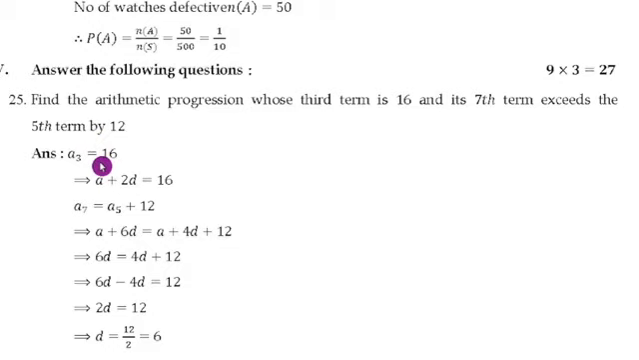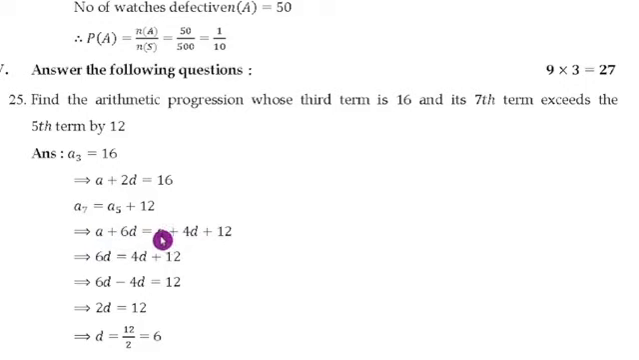So they have given, children, the third term is 16, that means A3 is equal to 16, and the seventh term exceeds the fifth term by 12. That means first you take A7 is equal to A5 plus 12. So therefore A5 is nothing but A plus 4D, A7 is nothing but A plus 6D. Therefore A plus 6D is equal to A plus 4D plus 12.